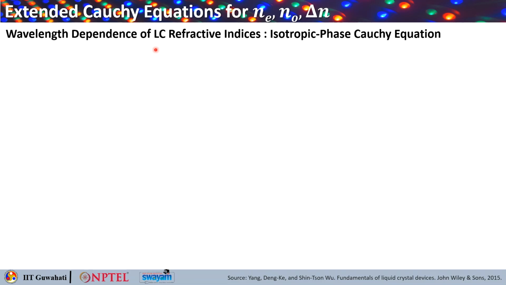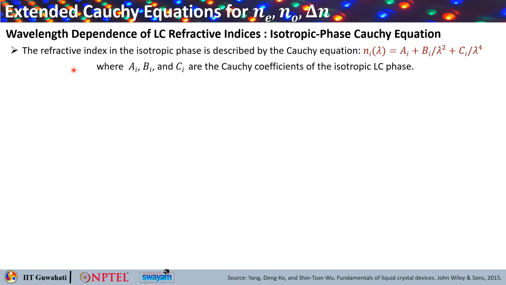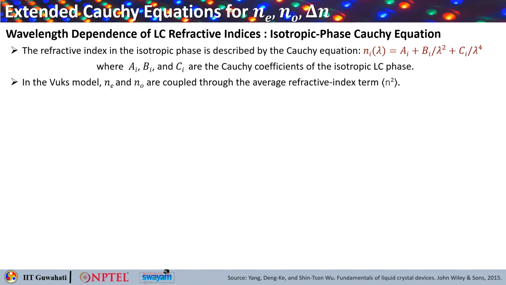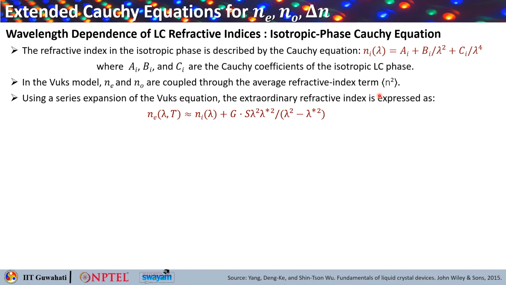So, wavelength dependence of the liquid crystal refractive indices, isotropic phase Cauchy equations. The refractive index in the isotropic phase is basically described by these Cauchy equations. It is given as Ni as a function of lambda equals Ai plus Bi over lambda square plus Ci over lambda to the power 4, where Ai, Bi and Ci are the Cauchy coefficients of the isotropic liquid crystal phase. Now in the Vogt's model, Ne and No are coupled through the average refractive index term, that is n square average, right?